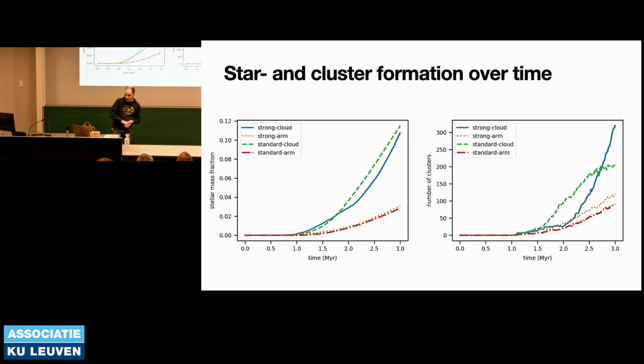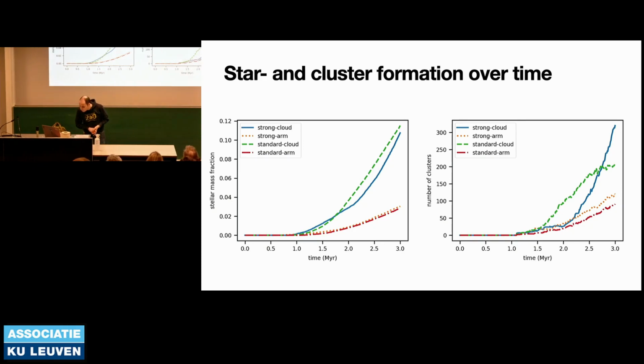The results for these: this is the star and star cluster formation over time. On the left is the stellar mass versus time. So you can see that for the giant molecular clouds, there's a lot more star formation going on than in the others, which is not surprising, considering how much more bound they were.